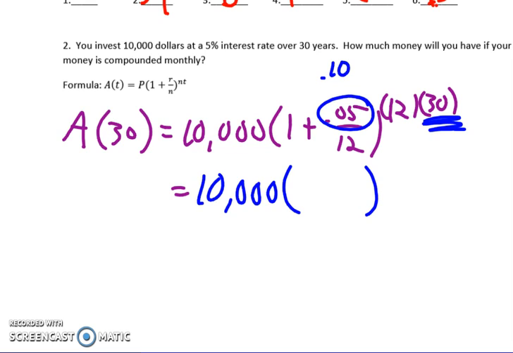So anyway, this should all come out to, if you guys are right, $44,215. Something like that. Okay?